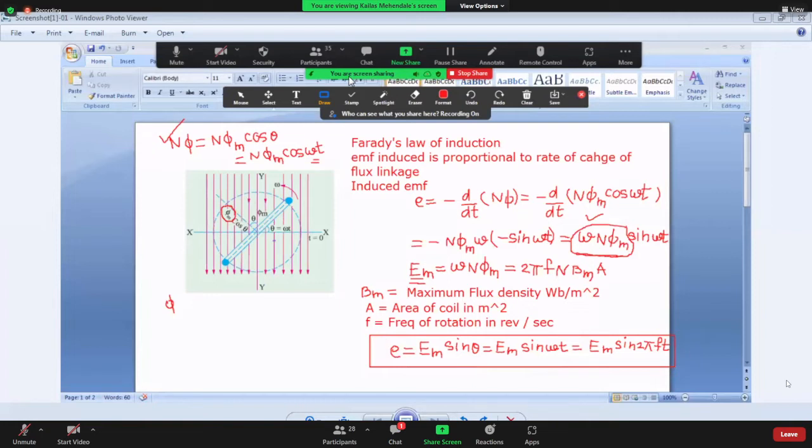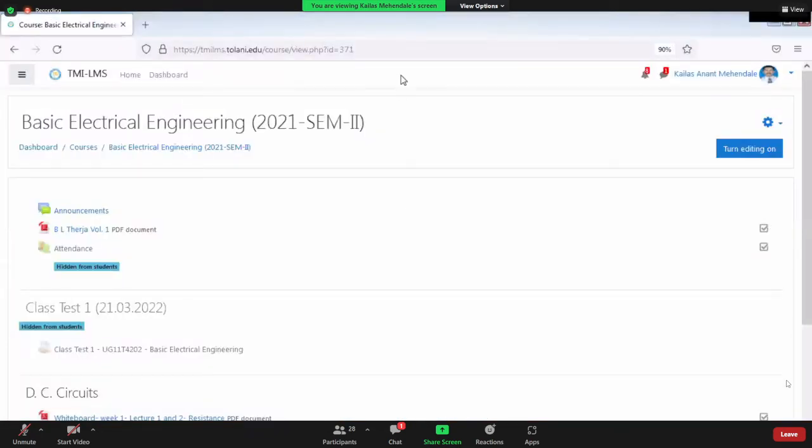I'll take you to the TMI LMS. So please allow me. So this is our TMI LMS. Here is the class test one. And this is what additional thing has been done by my colleague, Madam. She has put up the soft copy of BL Theraja volume 1 for your reference. The hard copy of the same will be distributed to you in due course of time. But in the meanwhile, you can go over there and check it out. So I click on this.